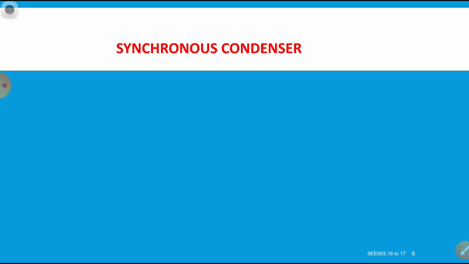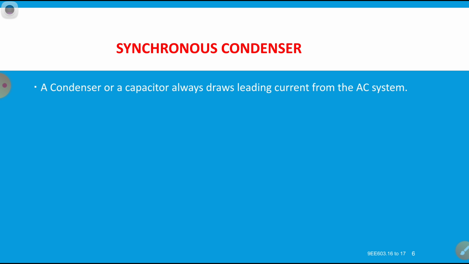Now, what is the definition? Synchronous motors, as you know, we can operate at different power factor levels with the help of DC excitation to the rotor. The DC excitation changes the back EMF produced in the stator.